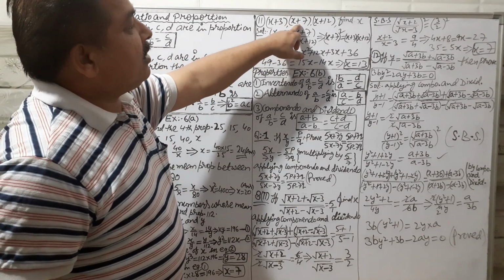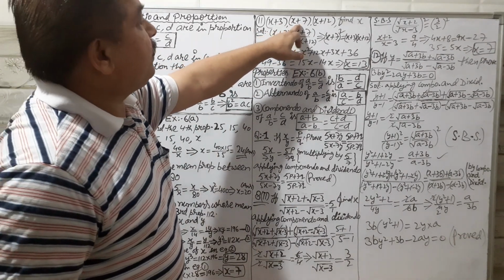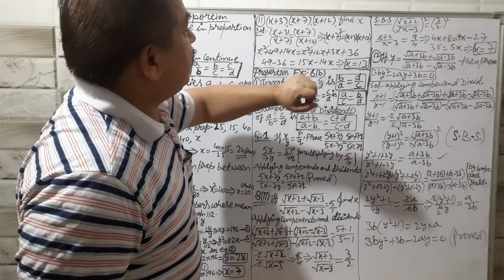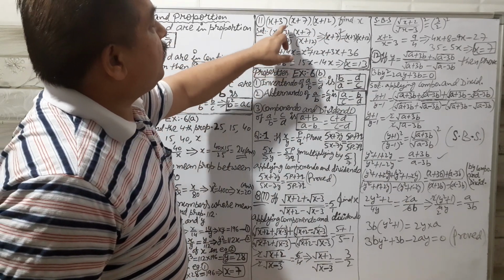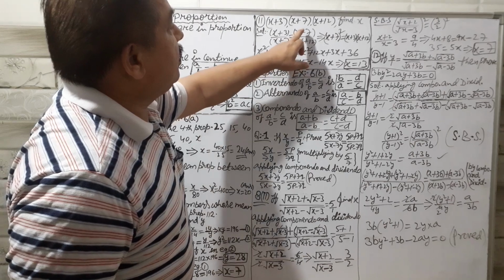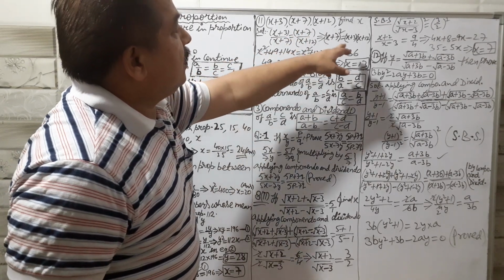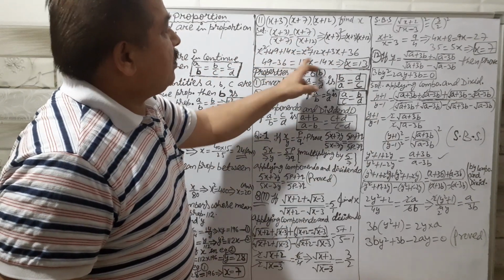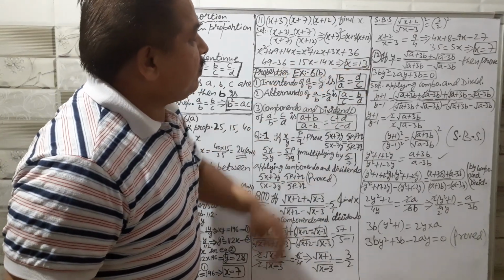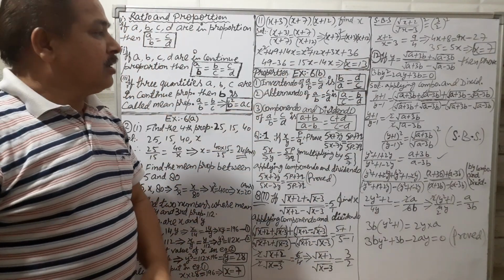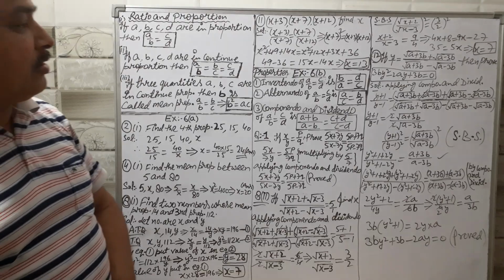Now this time x plus 7 is the given mean proportion. Now find x. So write in continued form: this upon this, then this upon this. Cross multiplication, after solution x will come 13. Answer. Now see the new exercise number 6b.